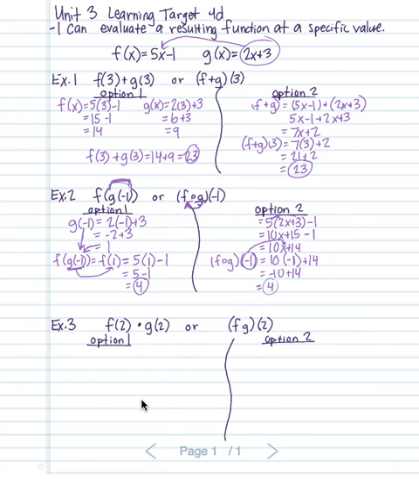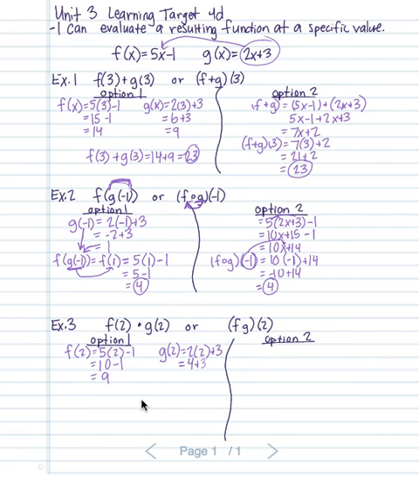Alright, last example. So again, with option 1, we're going to fill in the number first and then perform the operation. So f of 2 times g of 2. F of 2 means we're going to fill 2 in for x to get 5 times 2 minus 1. 5 times 2 is 10, minus 1 is 9. G of 2 is 2 times 2 plus 3. 2 times 2 is 4, plus 3 is 7.